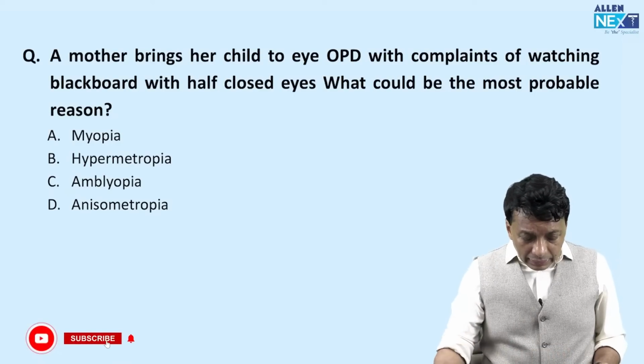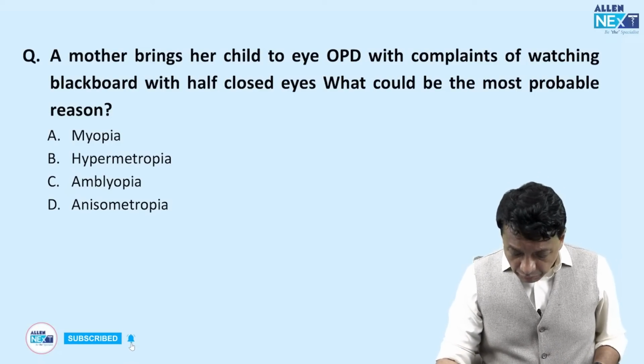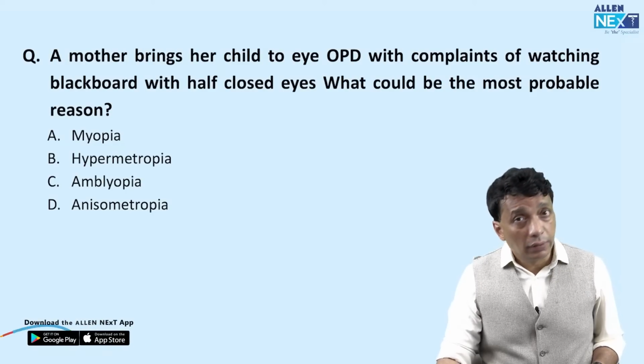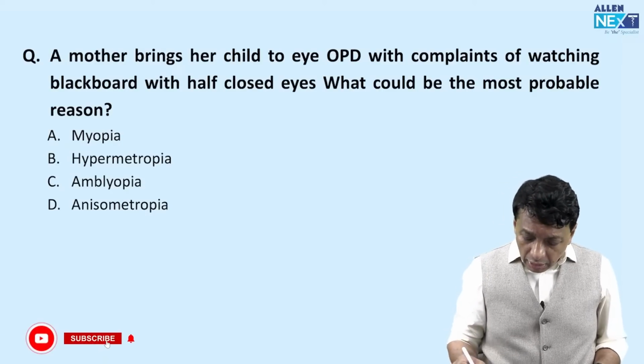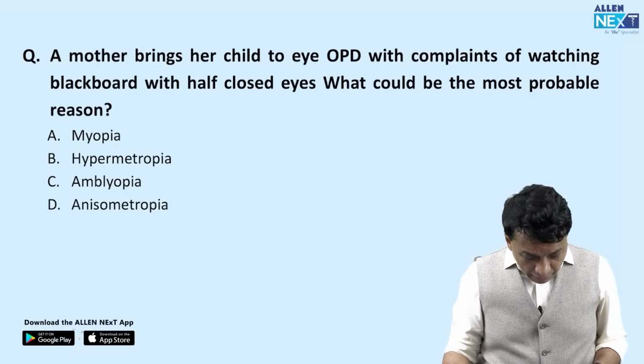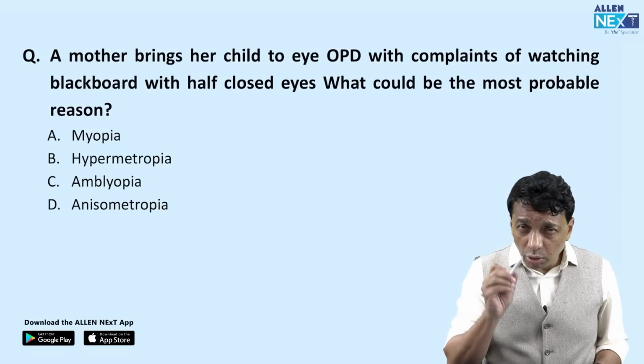Very well. Then a mother brings a child to the OPD with complaints of watching the blackboard with eyes half closed like this. Why on earth would they close their eyes? And you all very well know the answer. The most probable diagnosis could be myopia, hypermetropia, amblyopia, or anisometropia. And I'm sure you all know the answer.